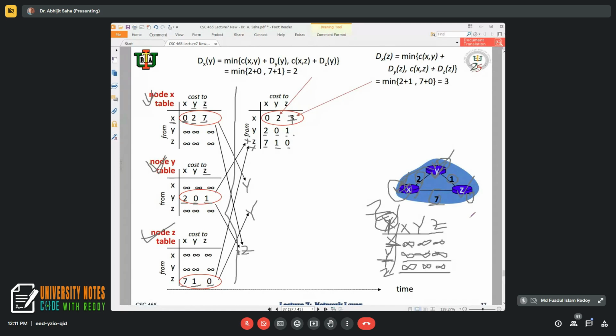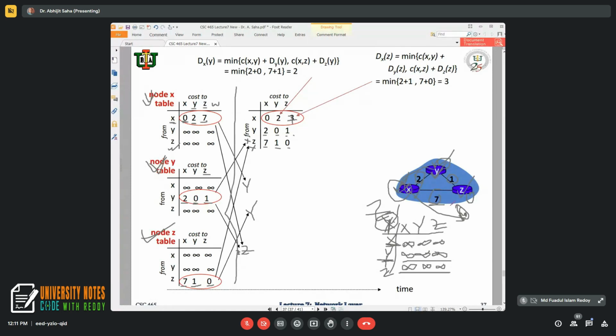So if I have another neighbor here, say w, and w has some value, then for w also there is going to be a table. So you have to add w here. There are going to be 4 nodes, w and so on. Do you understand or not? Yes sir, so the update only has to be informed to the direct nodes.